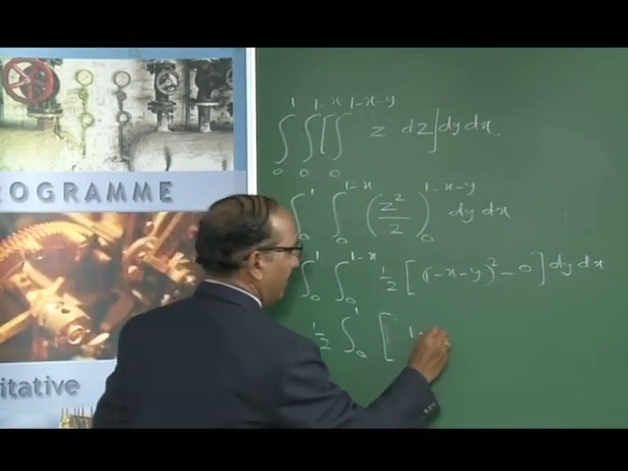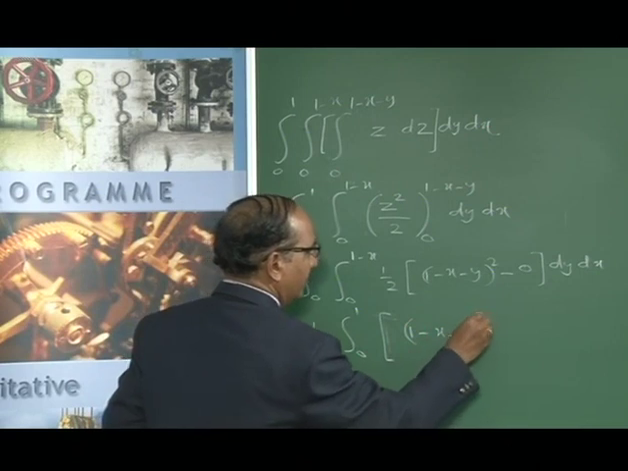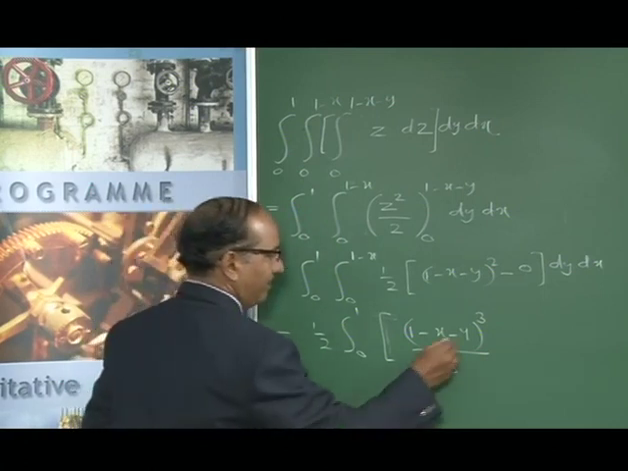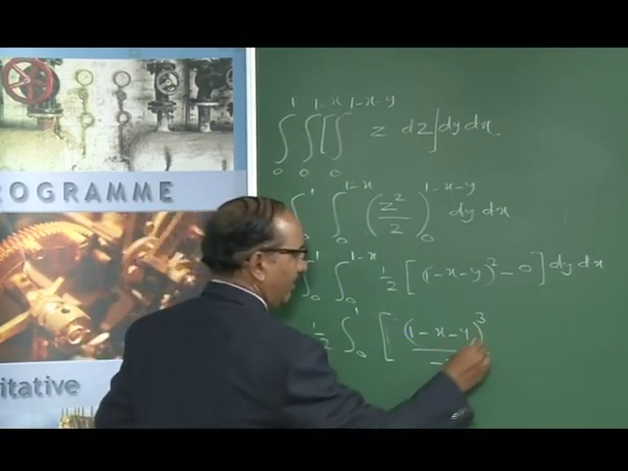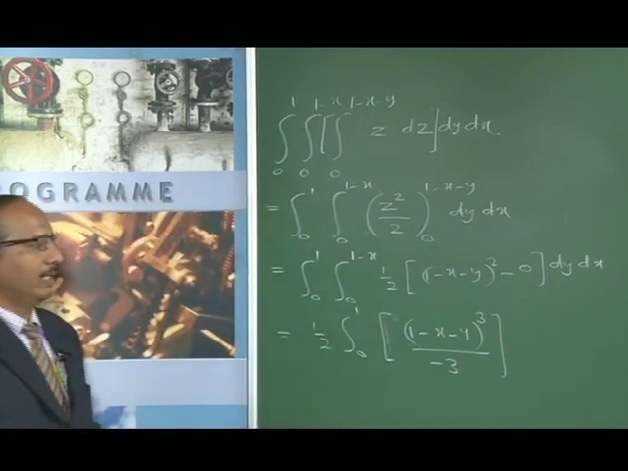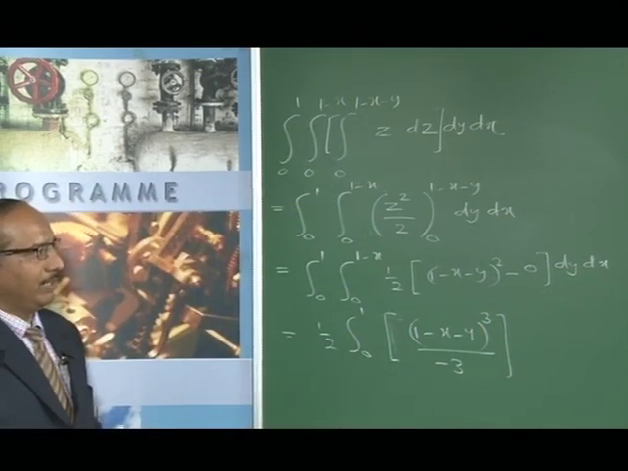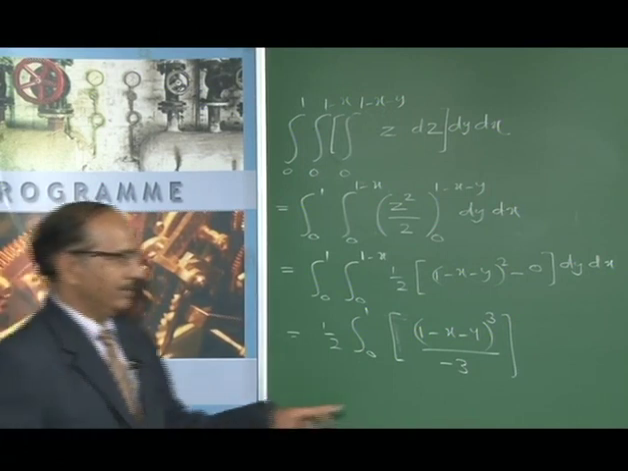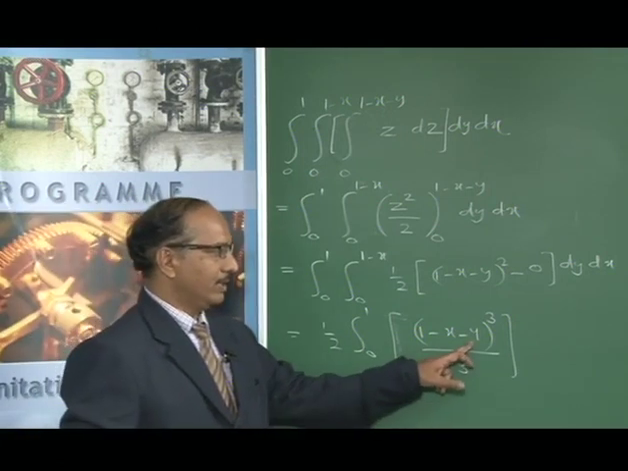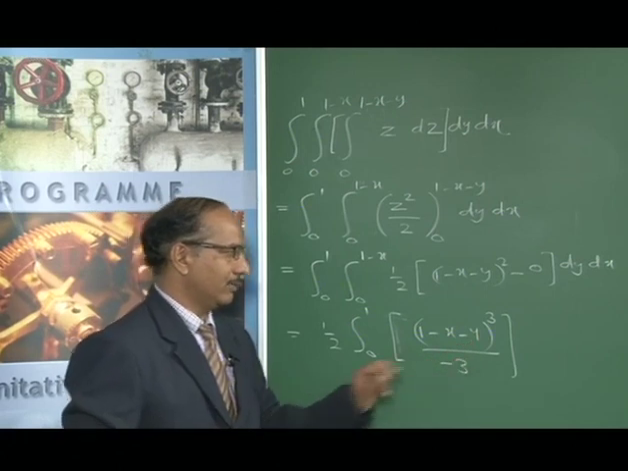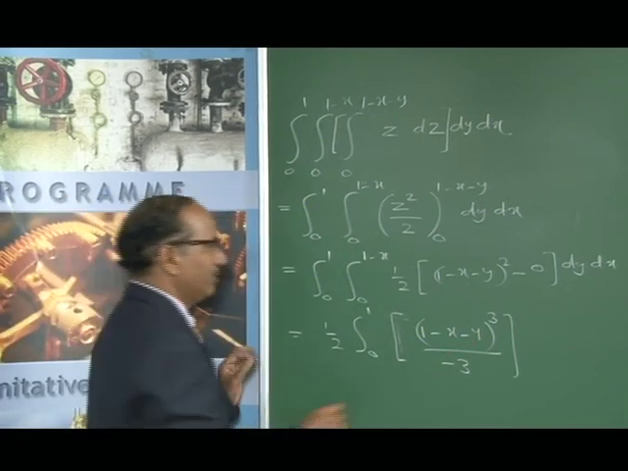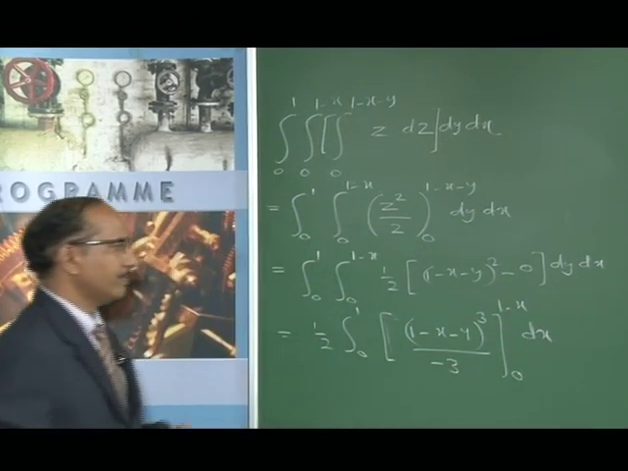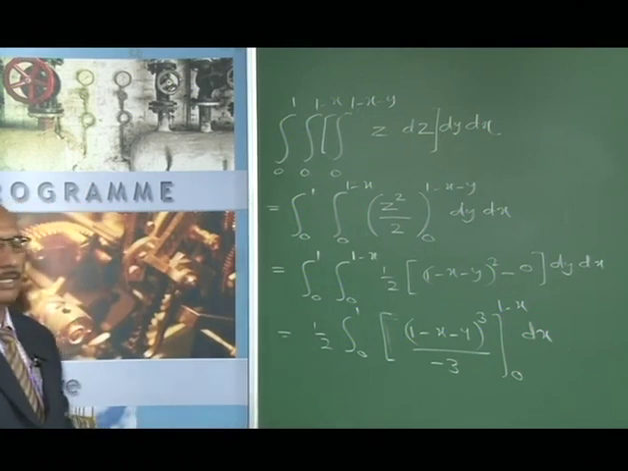So, what is the integration of 1 minus x minus y squared? It is 1 minus x minus y, power 2 plus 1, that is 3, divided by 3, and multiplying the coefficient of y in the denominator. Coefficient of y is minus 1, it becomes minus 3. Then substitute the limits 0 to 1 minus x dx. So, in place of y you substitute the limits here.